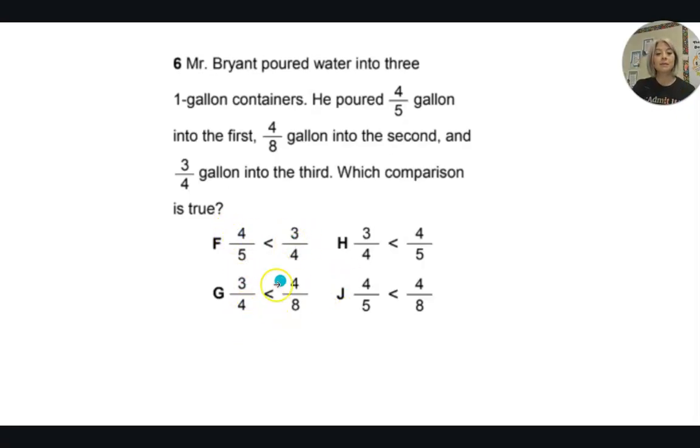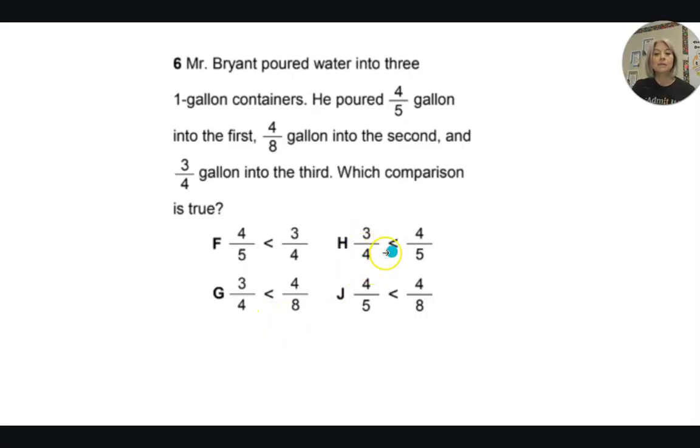And then we have 3/4 is less than 4/8. So there's that pattern hopefully that your child is seeing, having that great number sense. 4/8, my numerator is half of the denominator, so that means it's equivalent to 1/2. 3/4 is less than 1/2. Well, that can't be true because I know that 2/4 and 4/8 are equivalent, so 3/4 is greater than 1/2, so we would cross that out and toss it out as well.